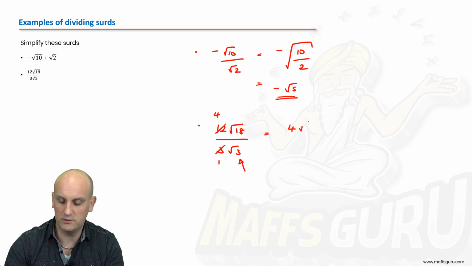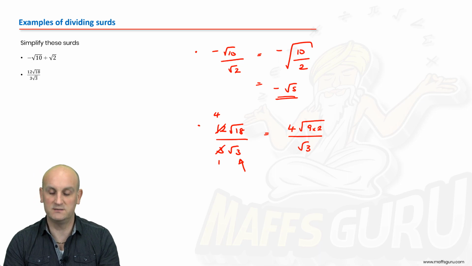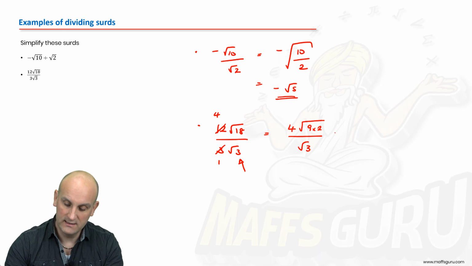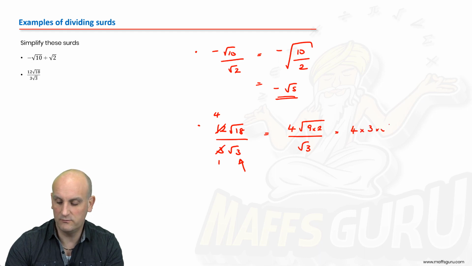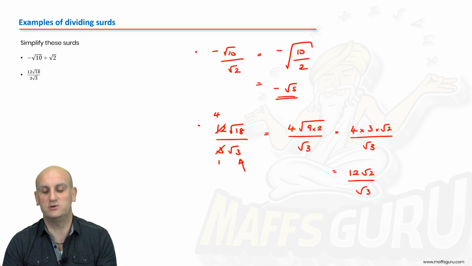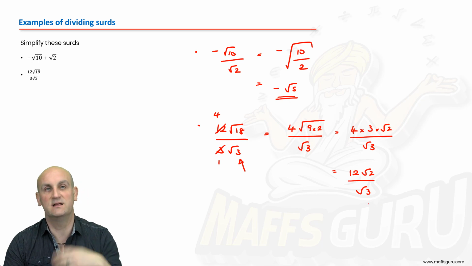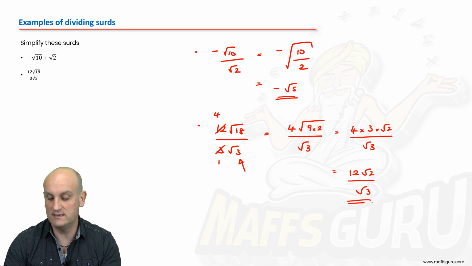So that becomes the root of 9 times 2, divided by root 3 on the bottom. All I've done is turn the 18 into 9 times 2. The root 3 on the bottom is what was left. So that becomes 4 times the square root of 9, which is 3, times root 2 divided by root 3, which gives me 12 root 2 divided by root 3. Now again, don't get tricked. Although there's a 3 here and a 12 there, they can't divide each other because that square root protects them. And there is my final answer.